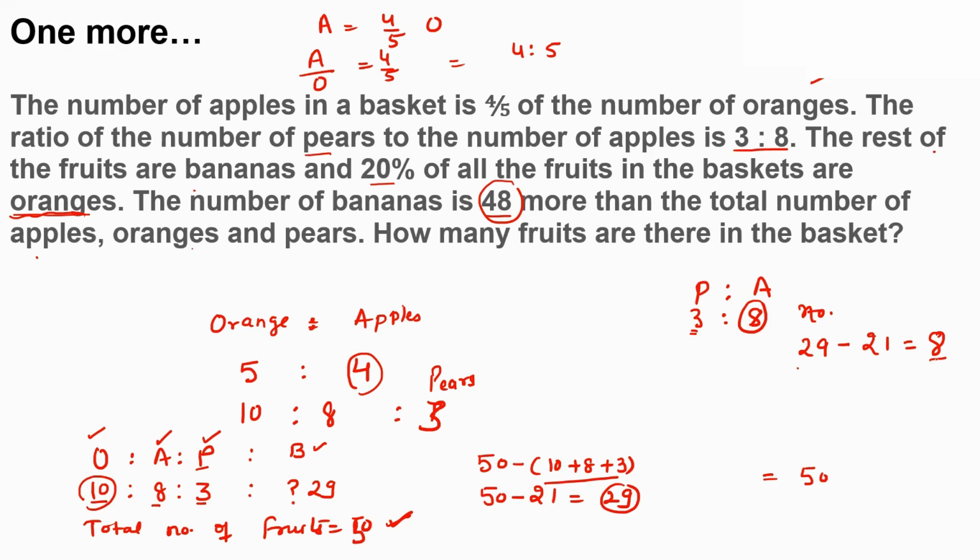So, to move from 8 to 48, I need to multiply by 6. It means I want my difference to be 48, 6 times that. So my total number of fruits should be 6 times what I have found now. So the total number of fruits should be 50 multiplied by 6, that's 300. It means my total number of fruits is equal to 300 to satisfy all the given conditions.